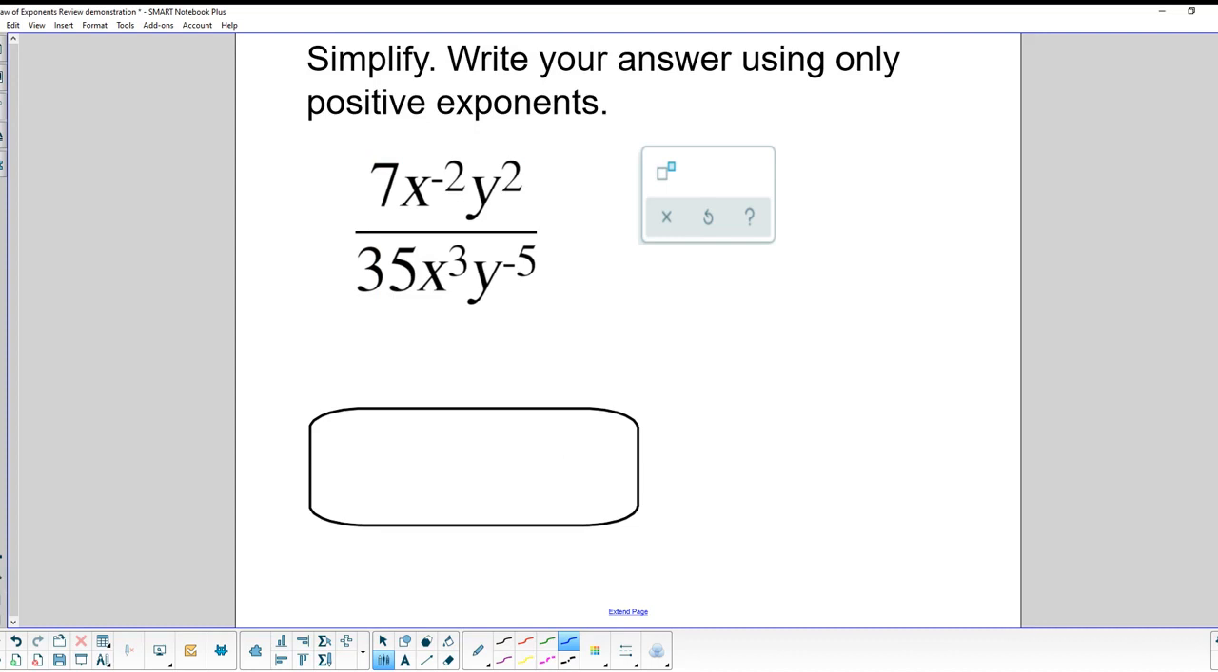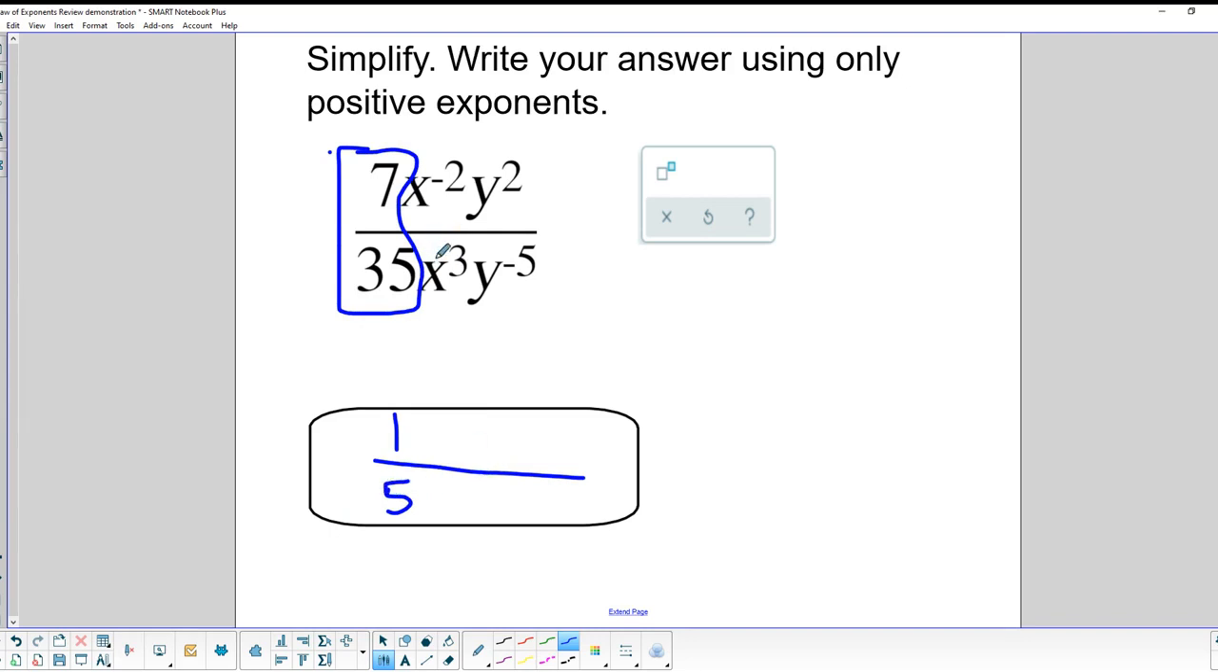All right, I think we've got one more here. Simplify. Actually, we have two more. This one and one more. Write your answer using only positive exponents. And this is going to help us combine dividing exponents, but also how do we treat negative exponents. So let's start with our number, 7 over 35. If we put that on our calculator and simplify it, we end up with 1 over 5, because we can divide them both by 7, and that's what we get.